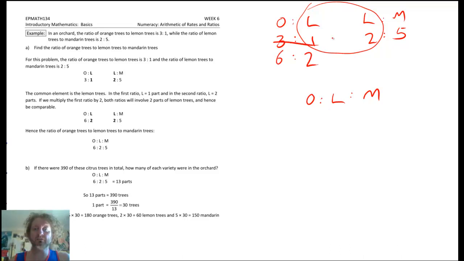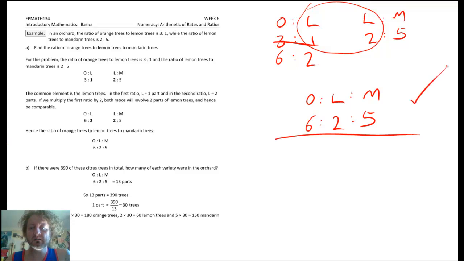So if I'm saying for every 6 orange trees there are 2 lemon trees, and for every 2 lemon trees there are 5 mandarin trees, that's the ratio. The middle one's the same. I'm saying that for every 6 orange there are 2 lemons, for every 2 lemons there are 5 mandarins. There's my ratio, 6 to 2 to 5. Oh, beautiful.